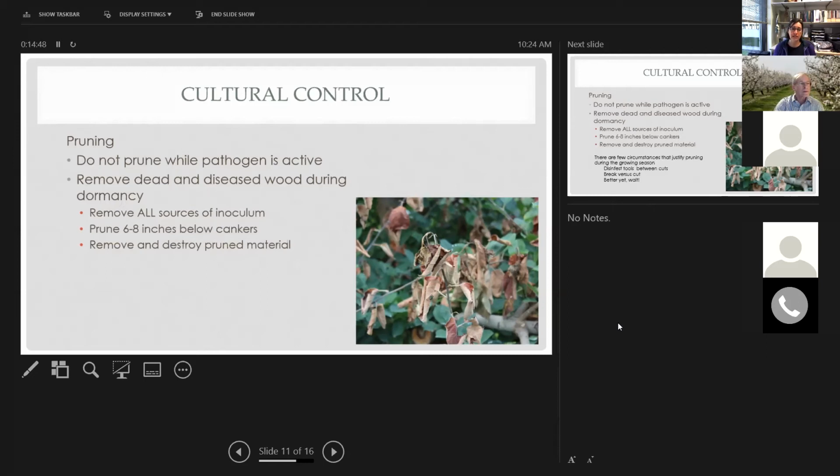Your goal is to remove dead, dying, and diseased wood during dormancy when it's cold, and you are trying to remove all sources for inoculum. Okay, for anybody who has 10 backyard trees, that is easy peasy, right? We can go in and examine every branch and every canker, and make all the right pruning cuts. The larger your orchard is, the faster you're going. It gets harder, I realize that, but your goal is to remove all sources for inoculum.